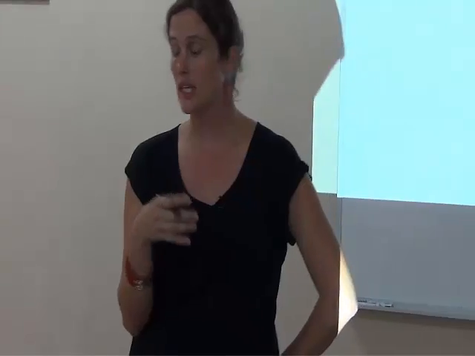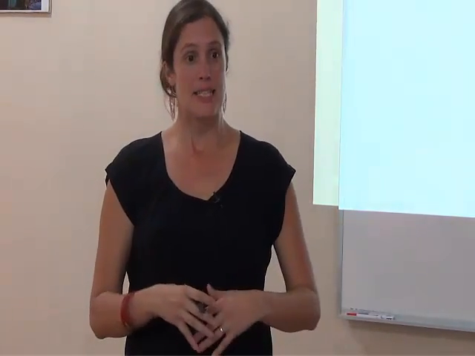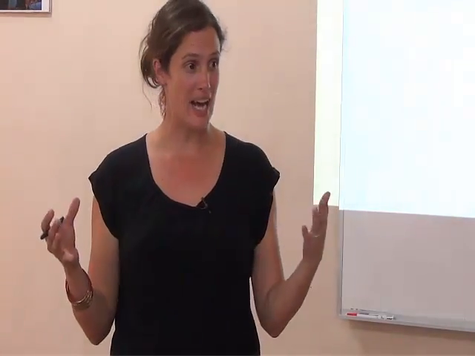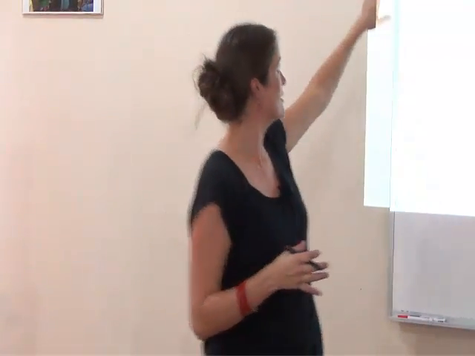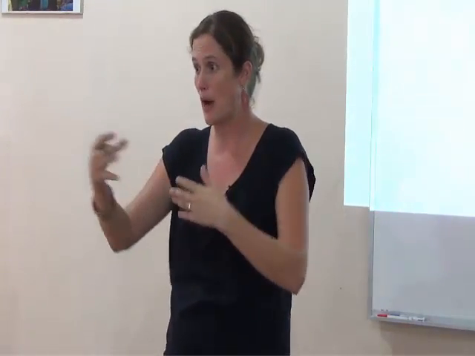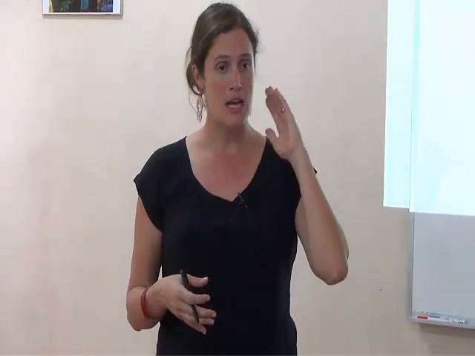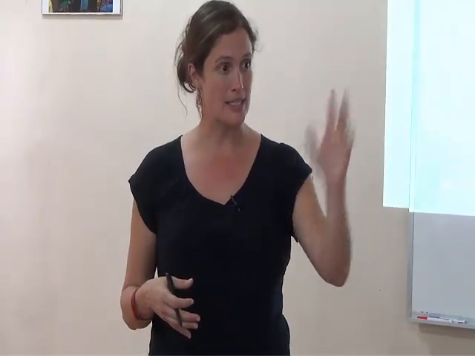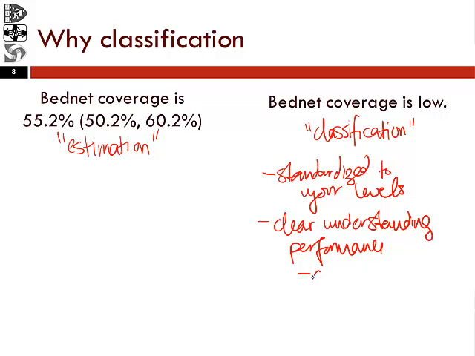The reason why clear understanding of performance is important is, let's say I have 100,000 bed nets to distribute, and I have to decide where to send those bed nets. It's a little bit difficult with this to know, is 55.2% good? Is that bad? Do I need to prioritize? Are they okay? Versus if someone comes to me and says, bed net coverage in Southern Kayonza is low, then I know I need to send resources to improve it. So it gives you a clear understanding of performance.